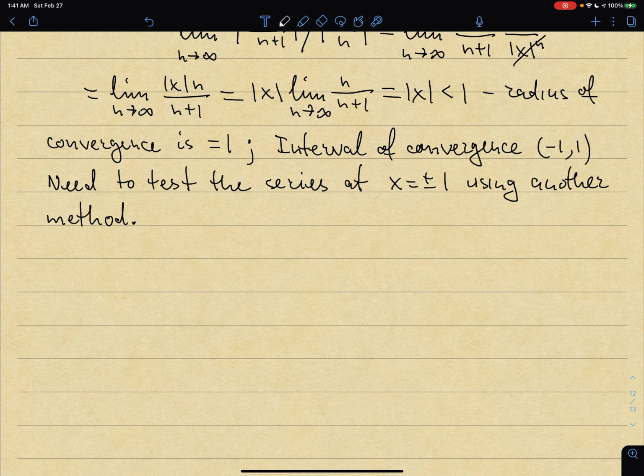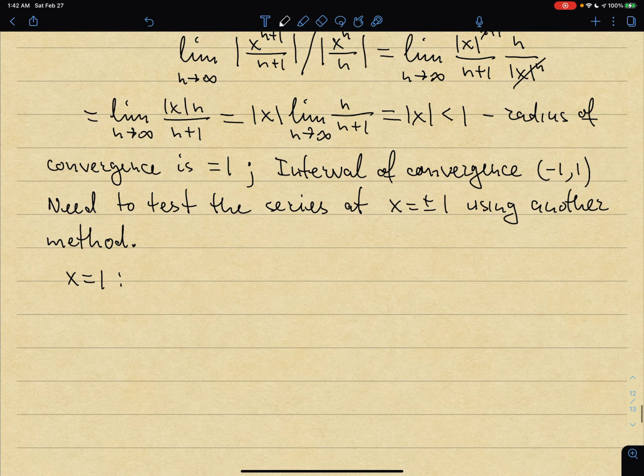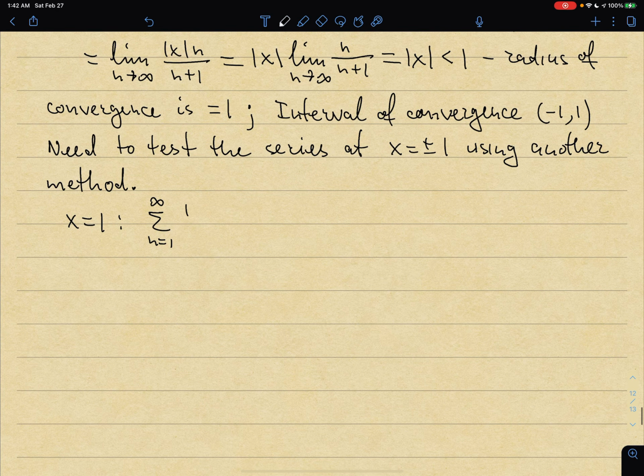Okay, so let's look at x equal to 1 first. If x is equal to 1, how does my series look? It looks like the sum from n equals 1 to infinity of 1 to the n over n. But 1 to the n, of course, is 1, so this is the sum from 1 to infinity of 1 over n. Well, what do I know about this series? It's a harmonic series, so it diverges.